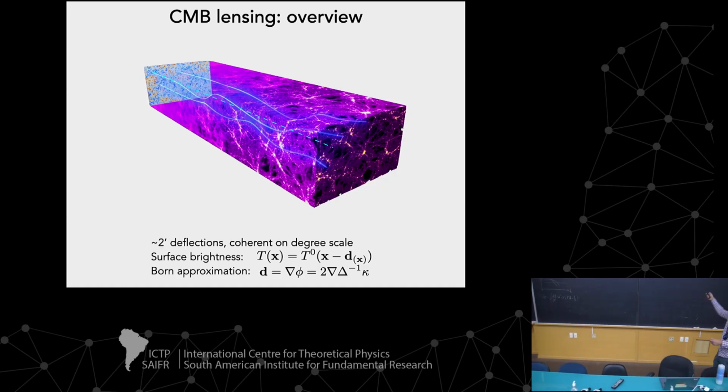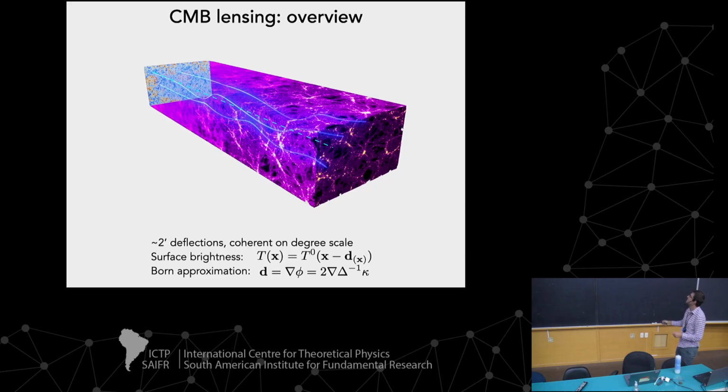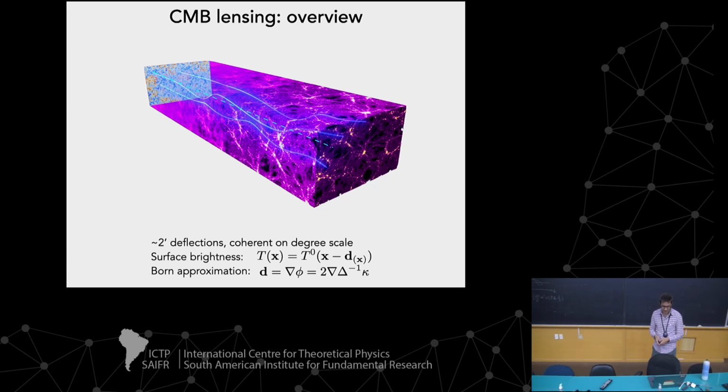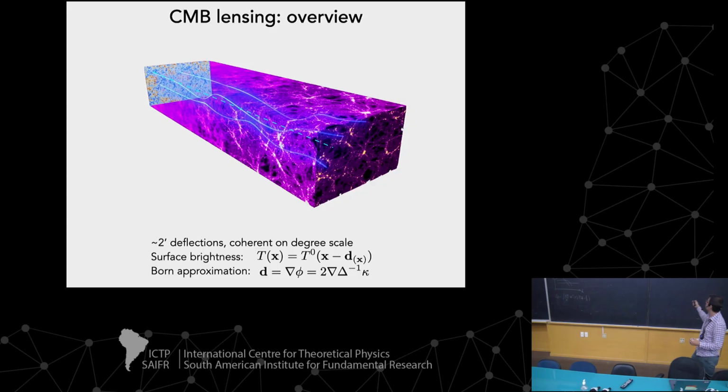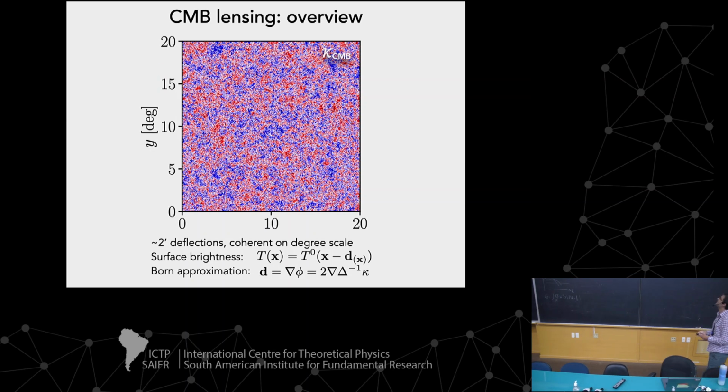I like to think in terms of lensing convergence because it is a dimensionless parameter such that kappa of 1 would be strong lensing, and it's a parameter that's directly related to the matter density field. So what does a typical lensing convergence map look like? It looks something like this.